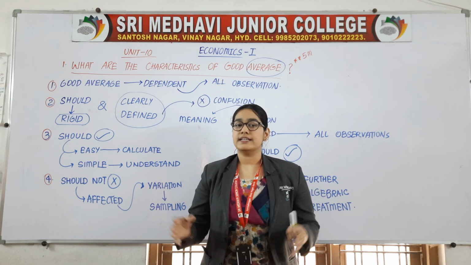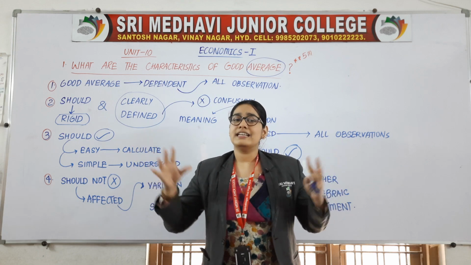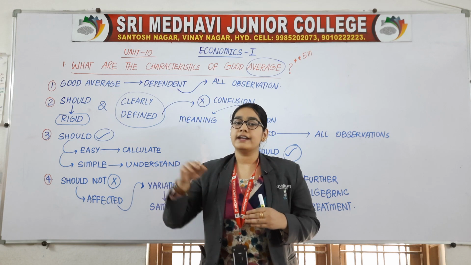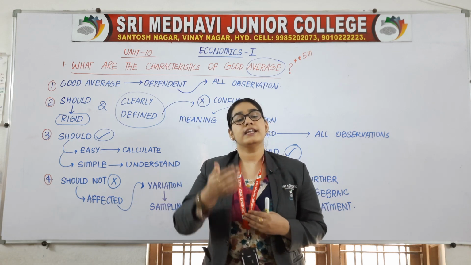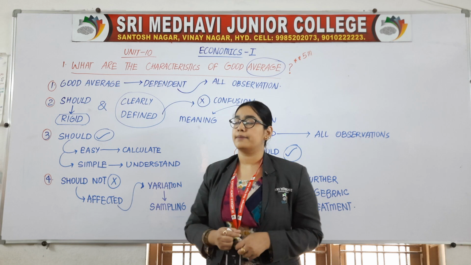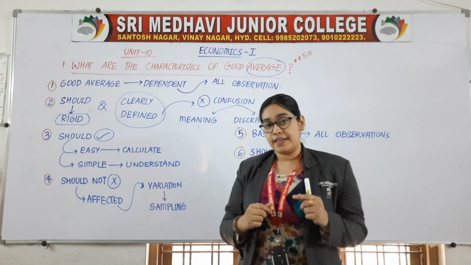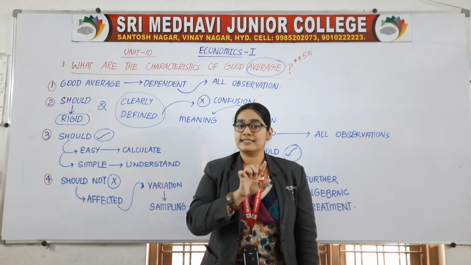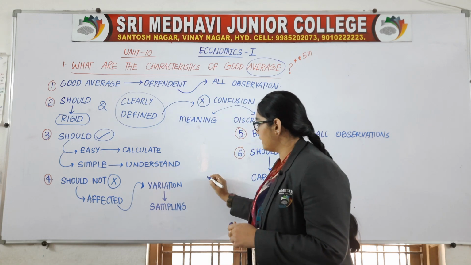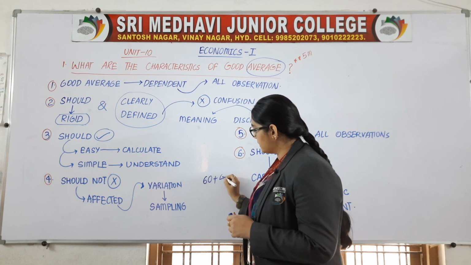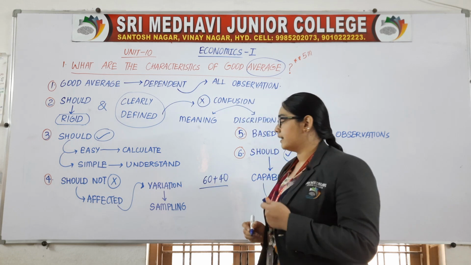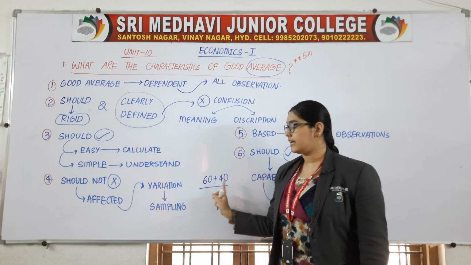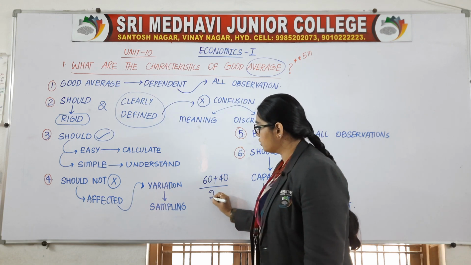What you need to do here is, whatever the number of items are there, you need to add everything, divided by how many numbers are there. For example, I said in a class there are 60 girls and 40 boys. So 60 plus 40, right? 60 plus 40 divided by... now divided by what should I do? How many items are there here? 1 and 2. So divided by 2.